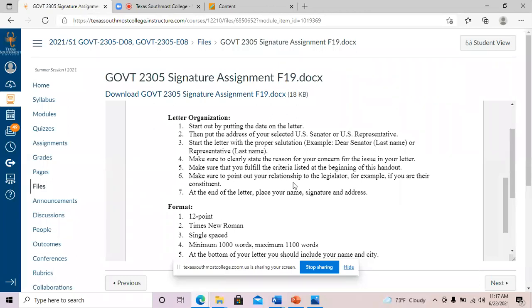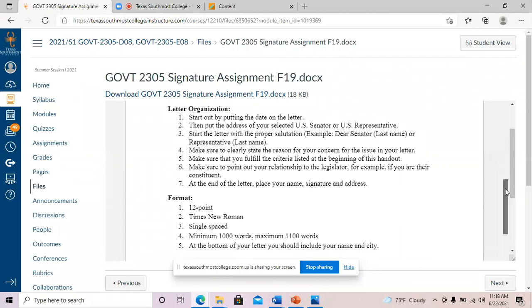Make sure to point out your relationship to the legislator, for example, if you're their constituent. That's why I encourage you all to write to your senator or your member of Congress, because it'll carry more weight if you are their constituent. At the end of the letter, place your name, signature, and address. You can come up with a fake address. You don't have to put your actual one. If you don't want to disclose that information, that's fine, because you're not really going to send it anyway. It's just a mock letter.